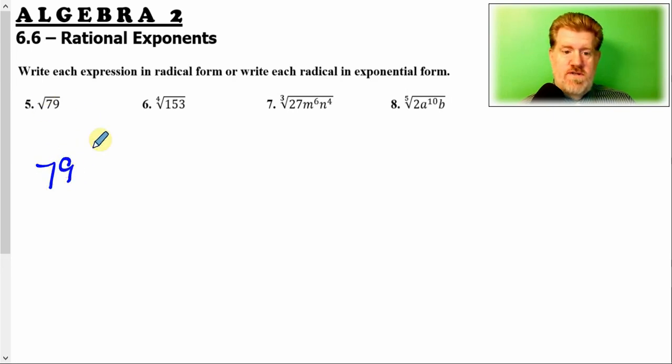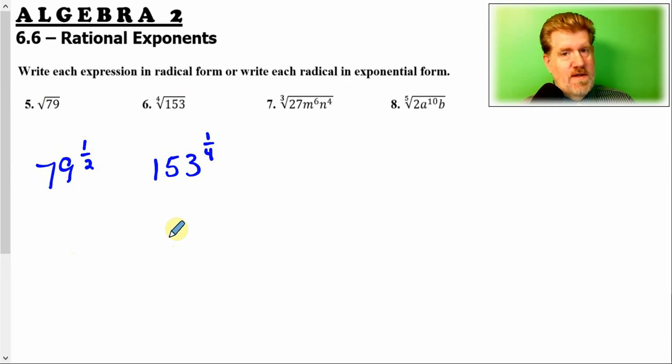There's no number there. We assume it's 2. It's a square root. It's 1/2. The fourth root of 153. So it's 153 to the 1/4 power. That's it. It's pretty much just definition here.